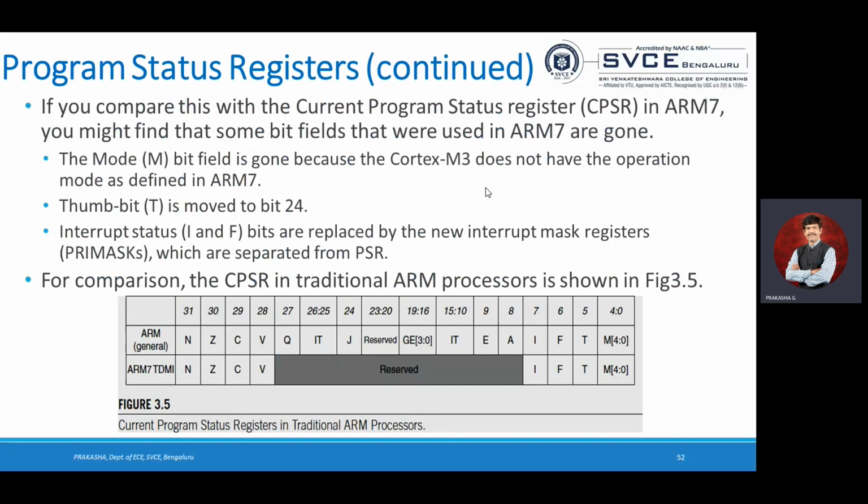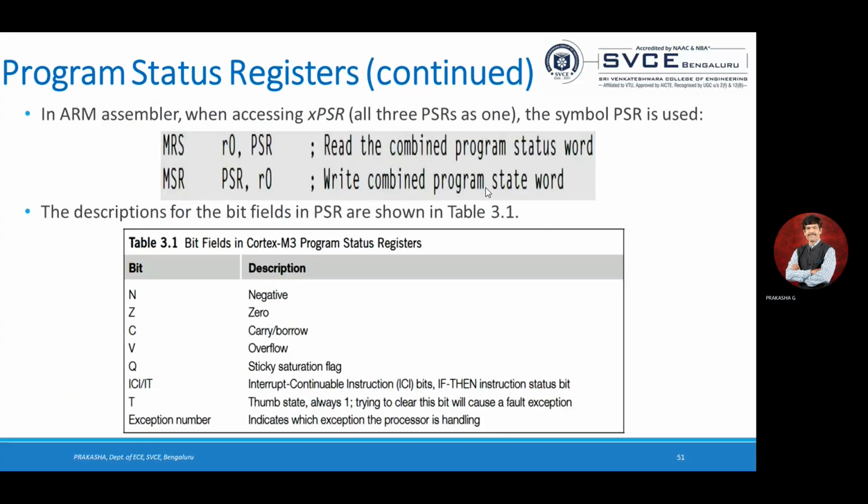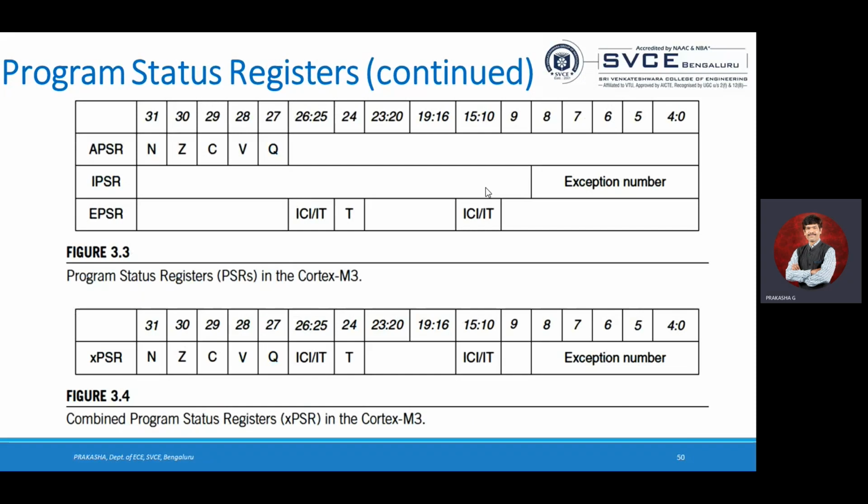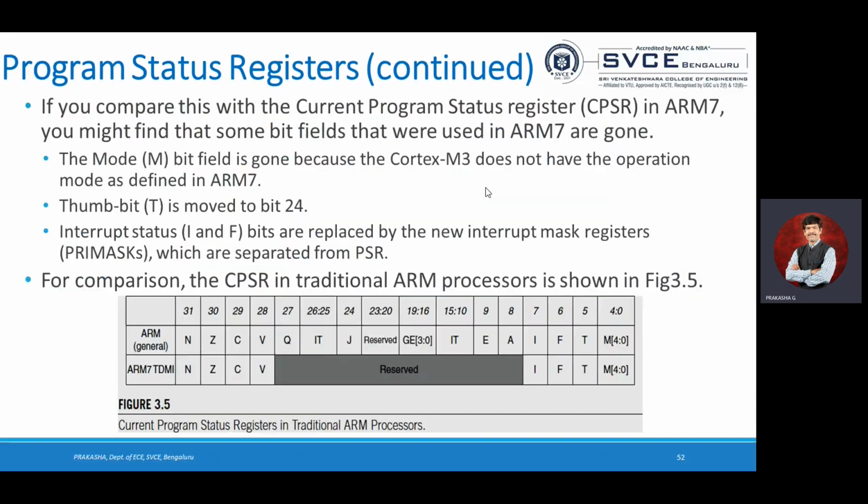Okay, here. When you look into the previous diagram, see here, bit number 24 has been given as T. Previously, we were having I, F, T here. In ARM7, bit number 5 was the T, but it has been moved to the 24th bit. That is the difference we are having with respect to ARM Cortex-M3. Even though the bit was there in the previous version, at a lower bit number, now the Thumb bit has moved to bit number 24.